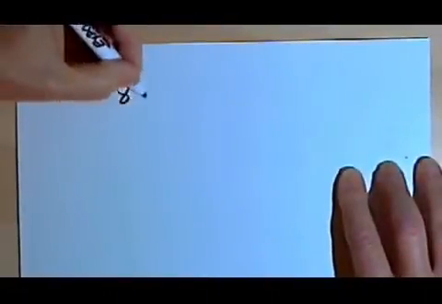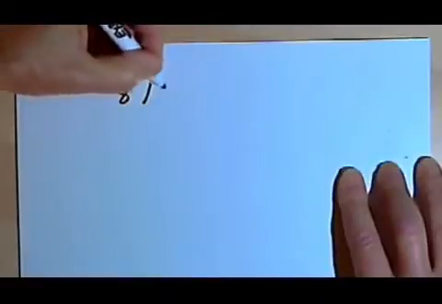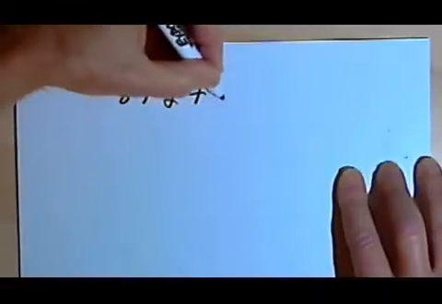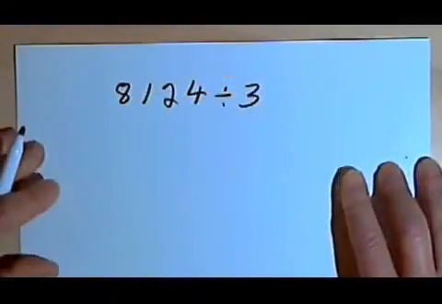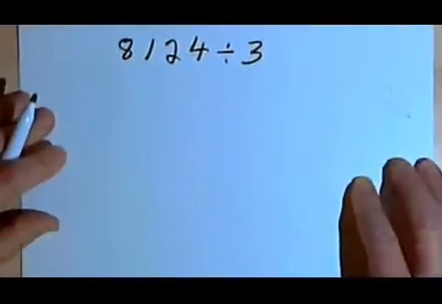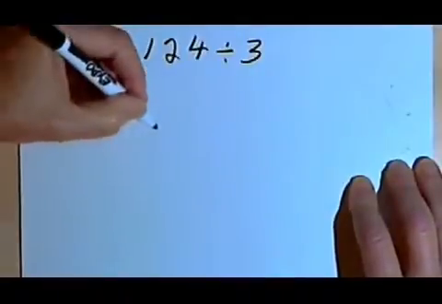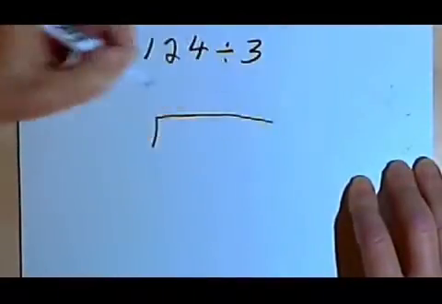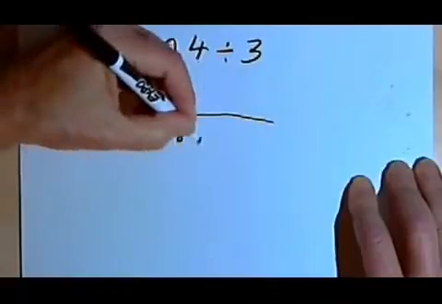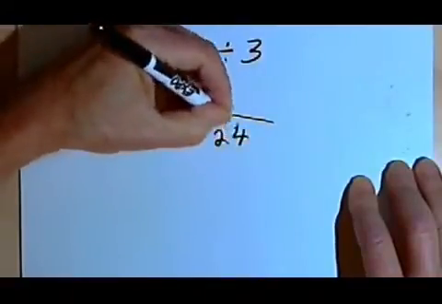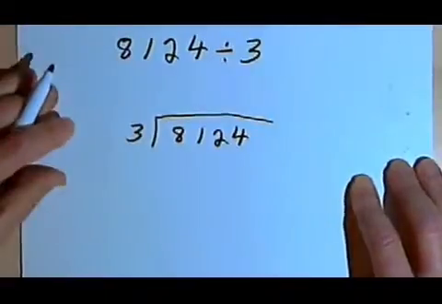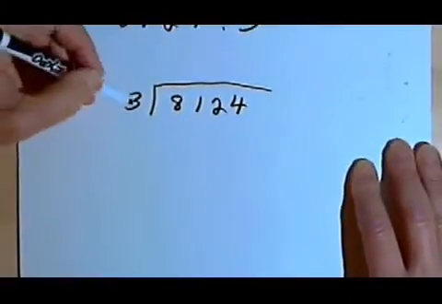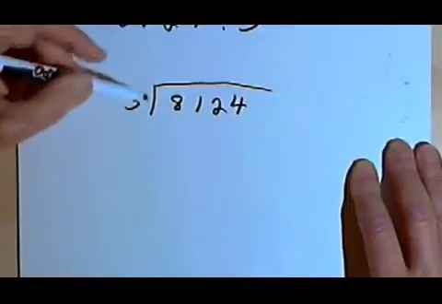So let's try 8,124, and let's divide that by 3. Okay, so let's see what happens. I'll put 8,124 into this box. 3 is my divisor, so that's outside the box. And I'll start dividing. So I'm always going to do the same process.